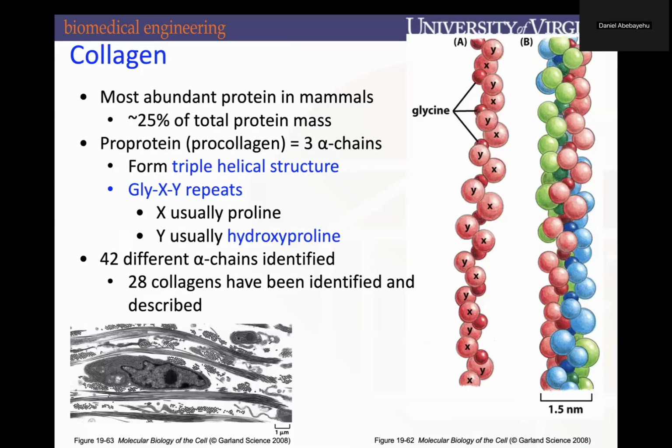There are 42 different kinds or flavors of alpha chains. This slide is a little outdated. It says 28 collagens have been identified. I think we're at 35 or 33 now.